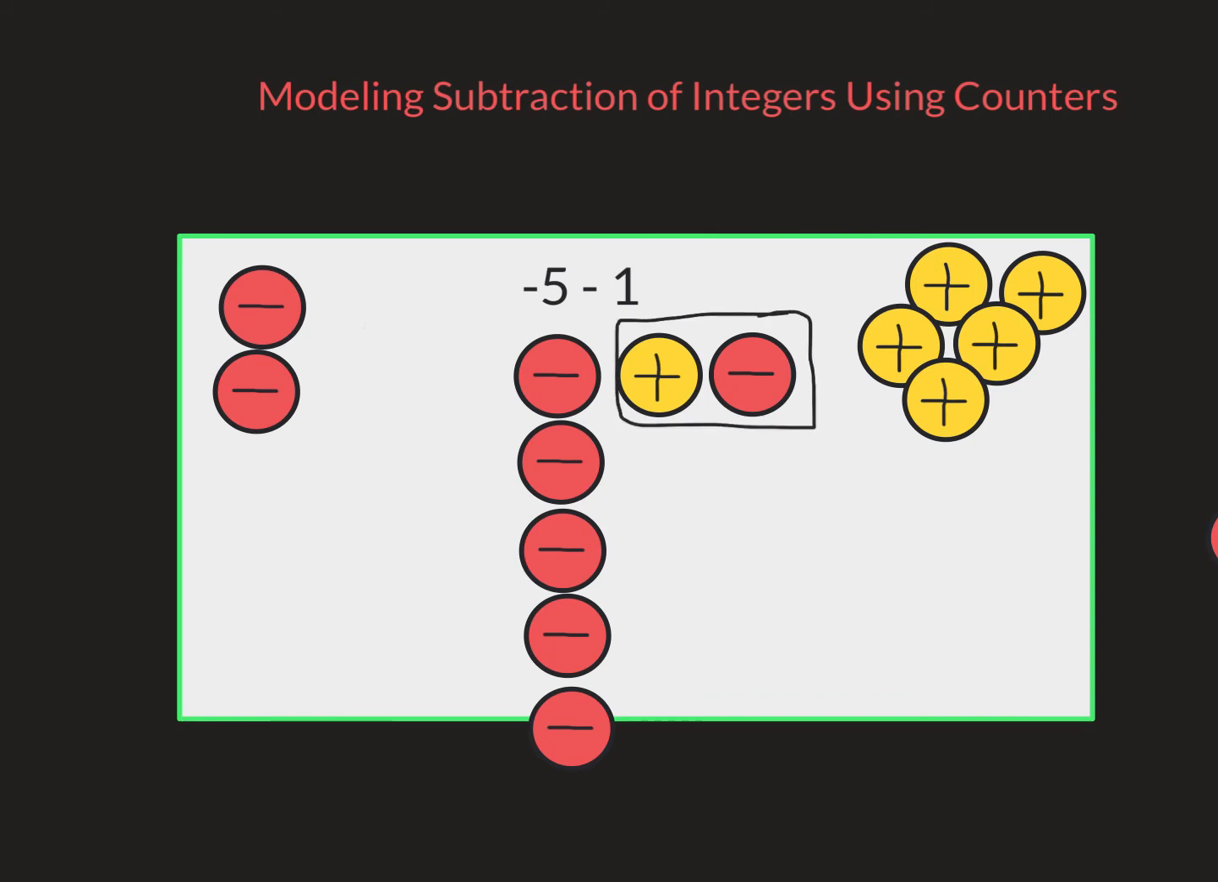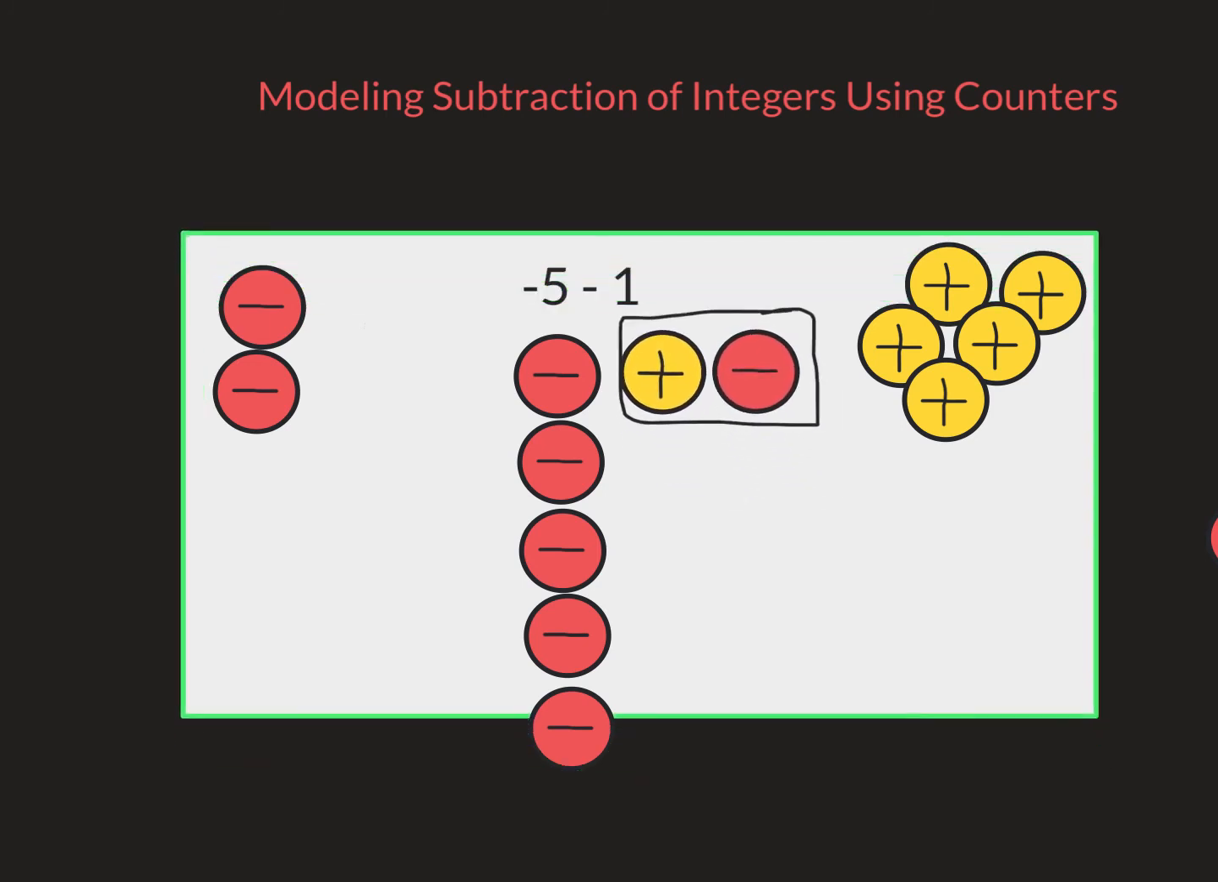So I started with my negative five. So 1, 2, 3, 4, 5 negative chips. And I wanted to get rid of one positive chip, but in order to add a positive chip to get rid of, I need to add a zero pair. That means this represents zero, so technically I still have negative five. But now I can get rid of that positive chip.